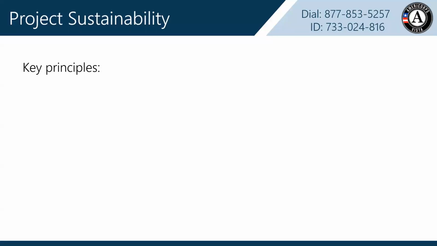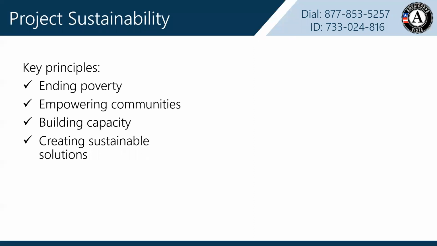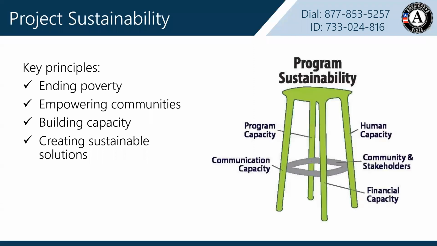These are, and they'll show up on the left-hand side, the key principles. The 2 bookends that we started with is ending poverty and creating sustainable solutions. Those are the 2 core ones. And then from there, how do we do this? We do it by empowering communities and building capacity. So when you're writing a VAD, you want to keep these core principles in mind.